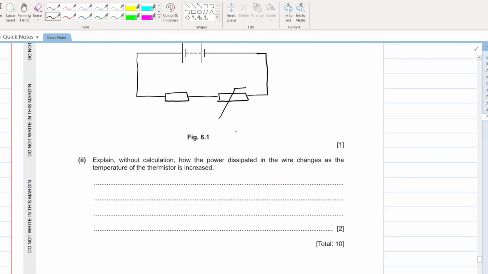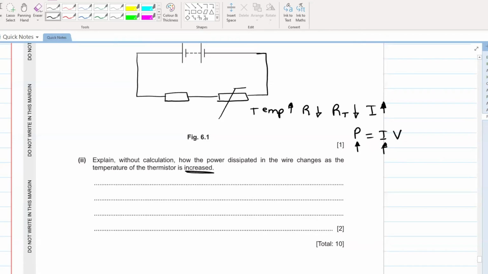Explain without calculation how the power dissipated in the wire changes as the temperature of the thermistor is increased. So as the temperature of the thermistor increases, what will happen? Resistance decreases. As the resistance decreases, the total resistance of the circuit decreases. As the total resistance decreases, the current increases. And as the current increases, according to the P equals IV formula, power will increase. Simple. So you can write it here.